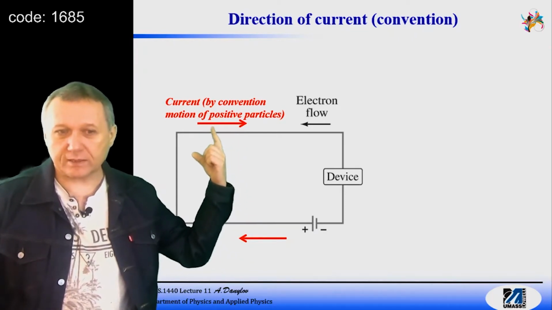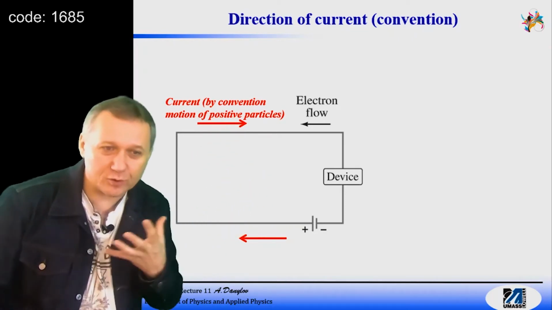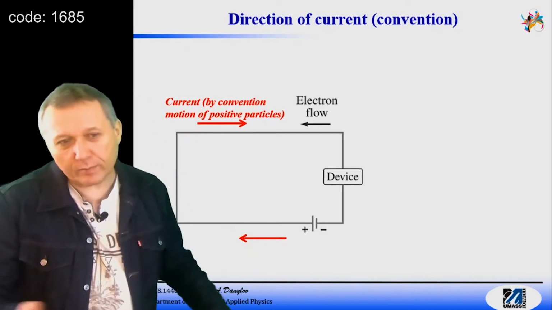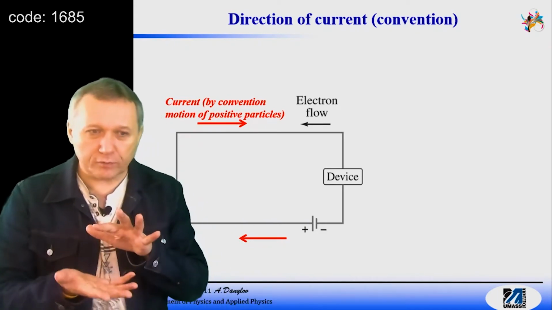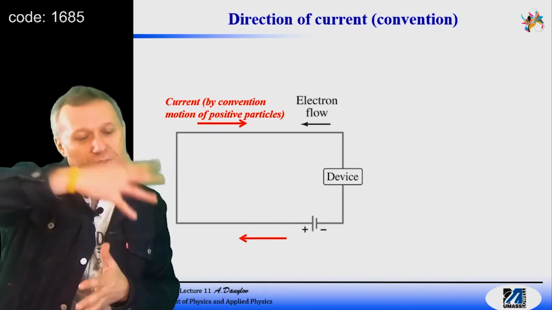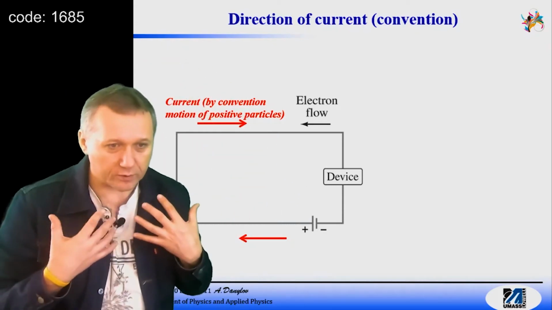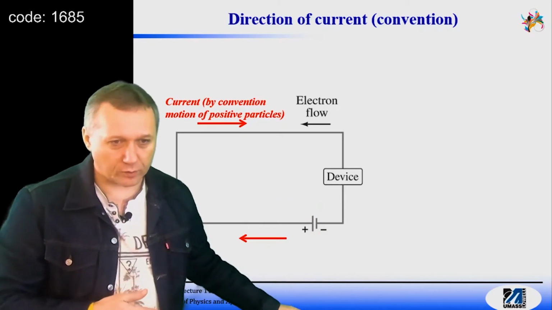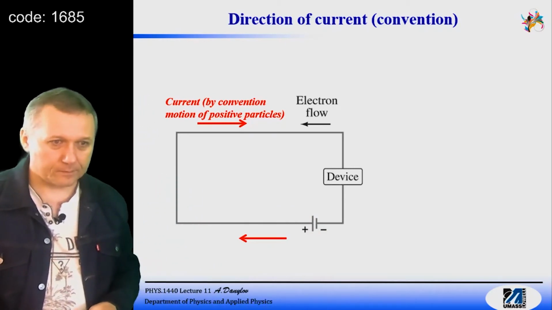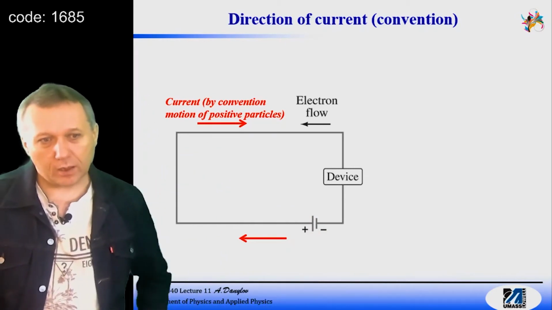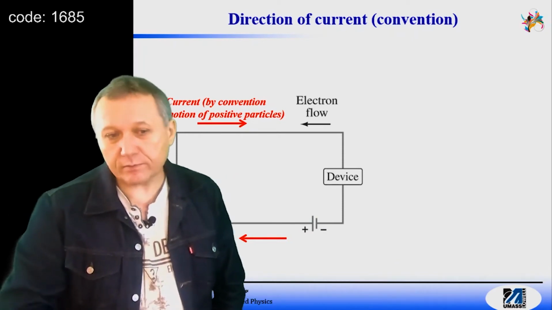It's basically a motion of positive particles, which of course do not travel. But from the mathematical point of view, a motion of negative charges this way is the same as a motion of positive charges that way. Although, of course, in real life, positive charges do not move. All right, so that's the logic of why current is from plus to minus.